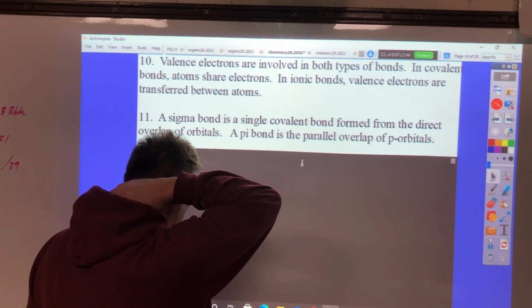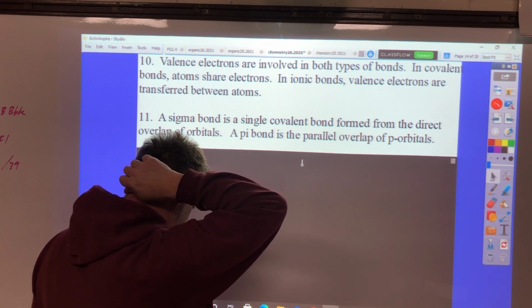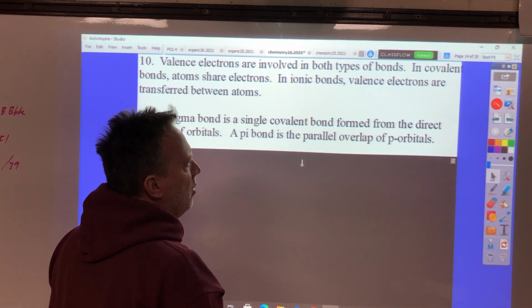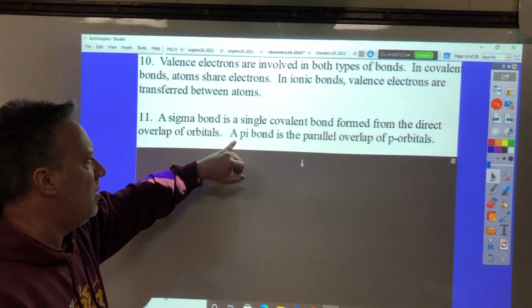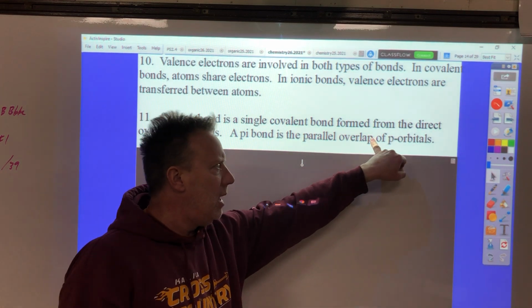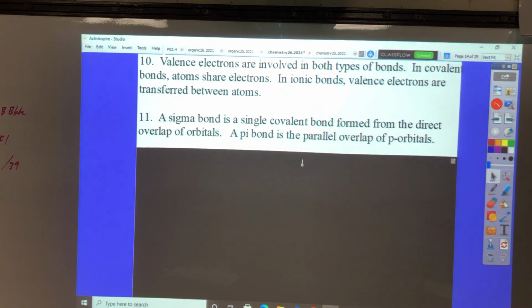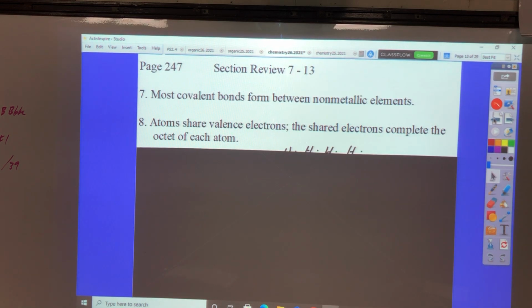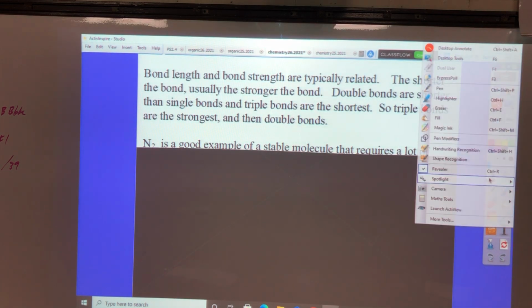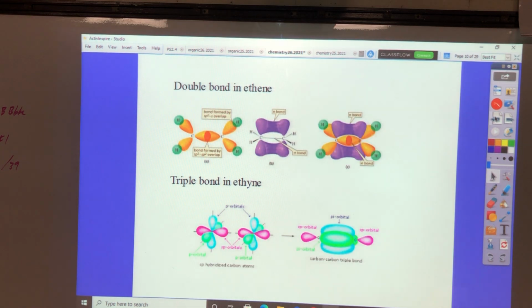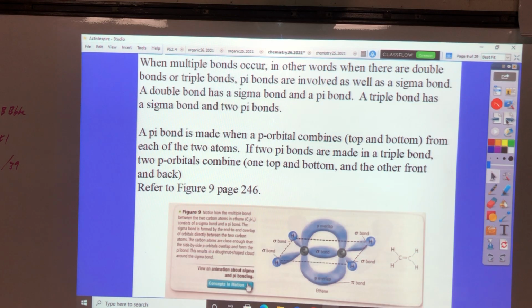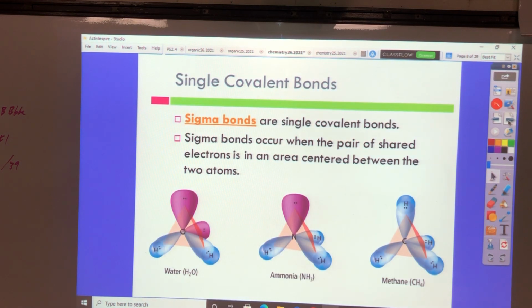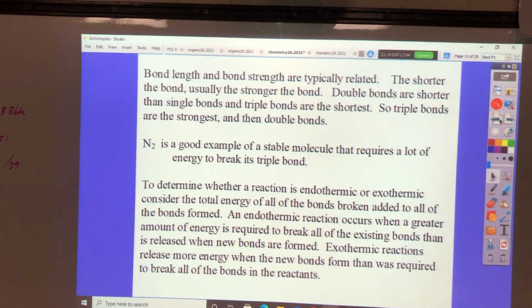I don't want to say that. It's true, but it'll have you confused. So let me just go with what it says. A pi bond is the parallel overlap of p orbitals. So going back to this one. I don't have a nice good drawing of that. That's the thing. I don't have one I'm happy with.